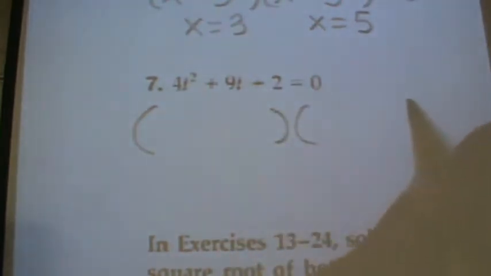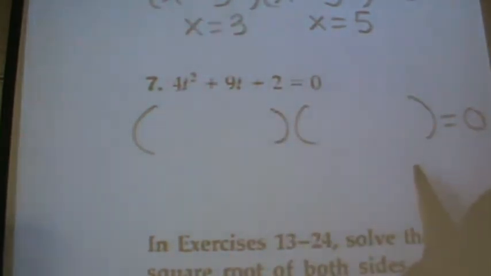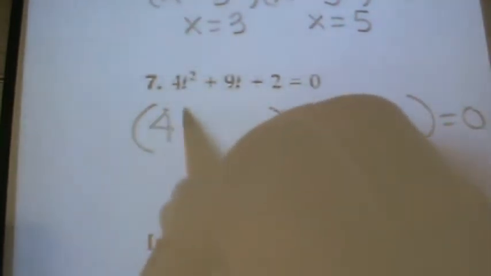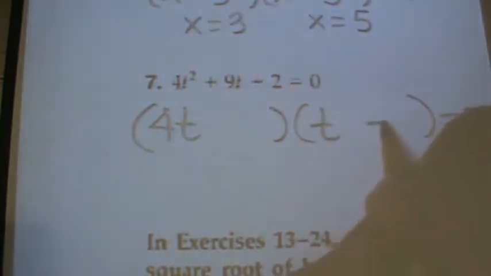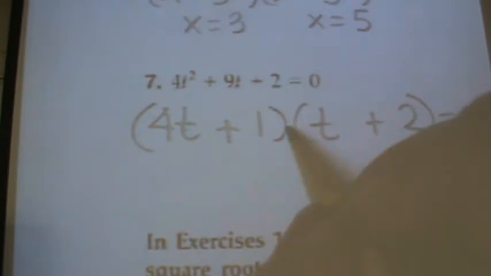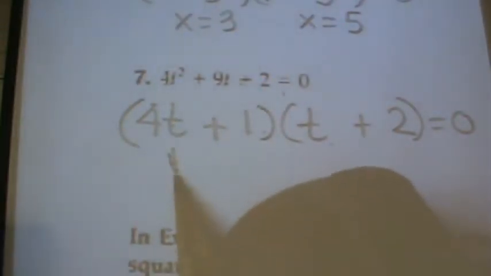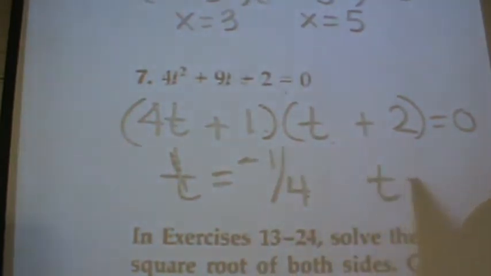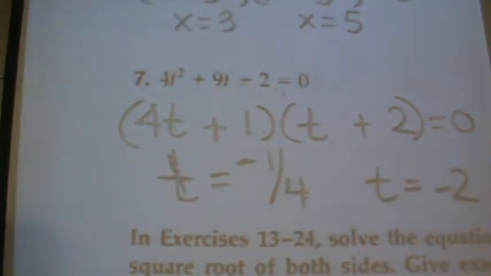Number 7. Okay, this one has a 4t squared. But I need a 9 here. And 4 times 2 is 8. So I'm going to try this, because that gives us 8 and 1, which is 9. And these two multiply to give you 2. So what are my two answers? Negative 1/4 and negative 2.